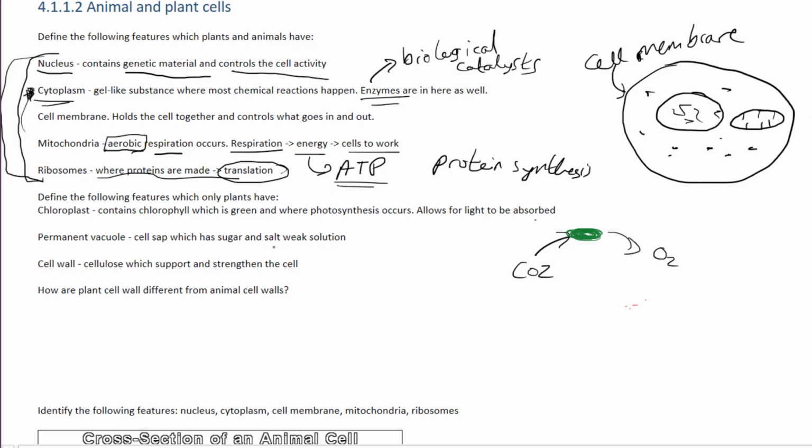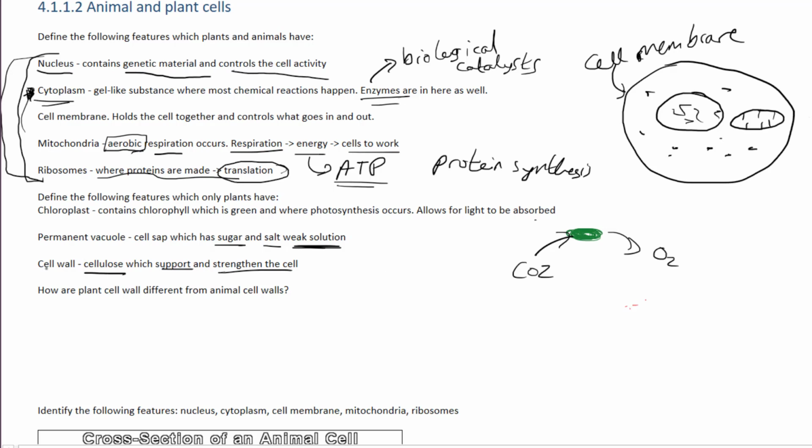Then we have the vacuole. The vacuole is a cell sap which has a weak sugar and salt solution. Okay, that's all you need to know. That's what the vacuole is. The cell wall is made of cellulose, which is a very strong substance. You don't need to know what cellulose is made up of; you'll learn this in A levels. And cell walls are used to support and strengthen the cell.